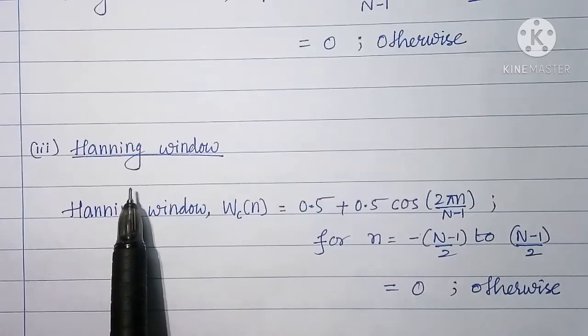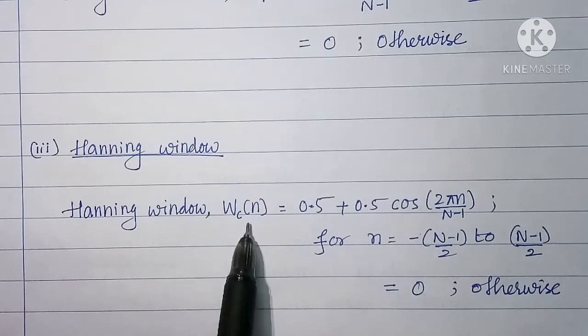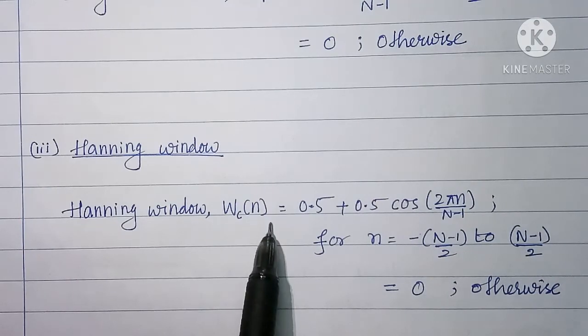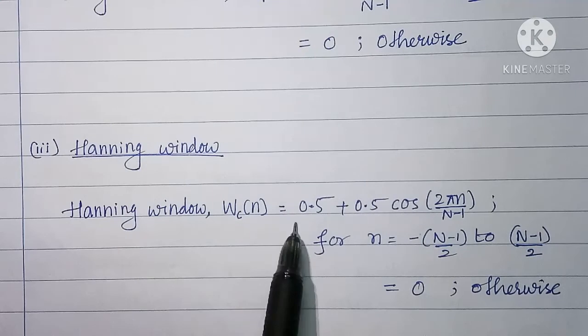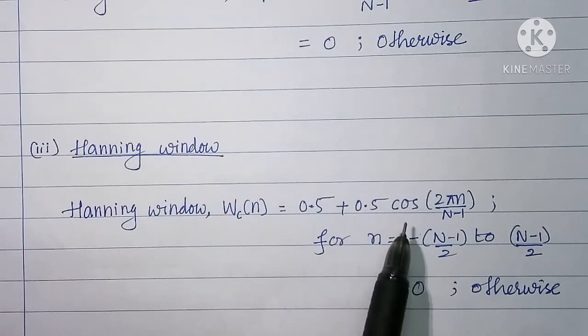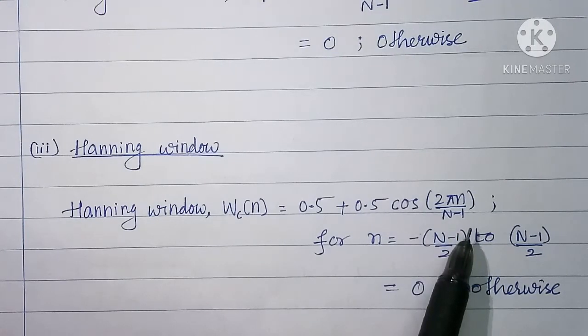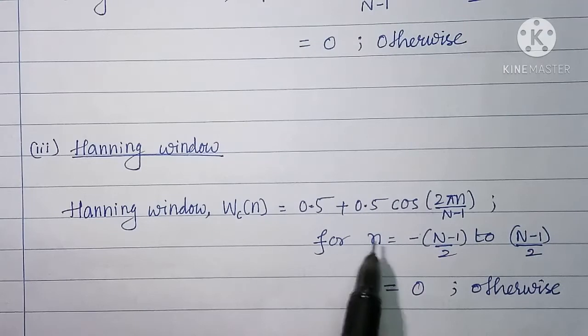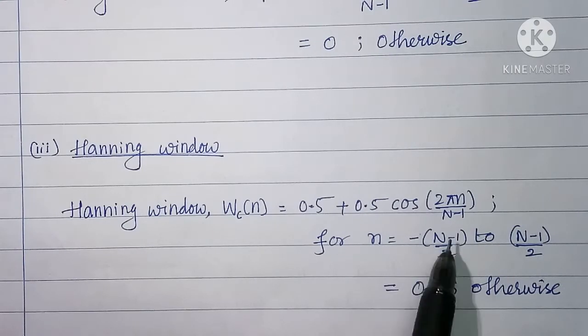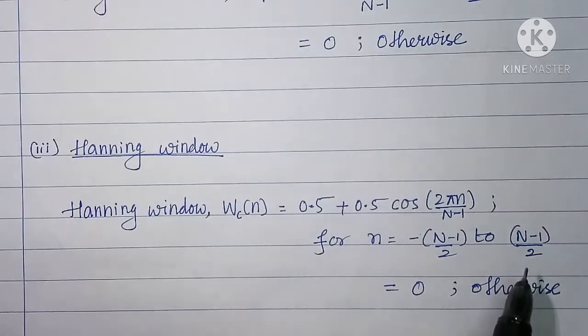The third window is Hanning window denoted by WC of n and is equal to 0.5 plus 0.5 into cos of 2 pi n upon (N minus 1), for n varying from minus of (N minus 1) by 2 to plus of (N minus 1) by 2 and is equal to 0 otherwise.